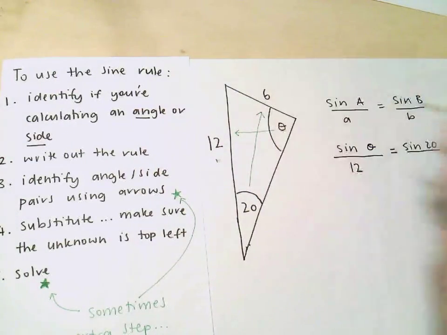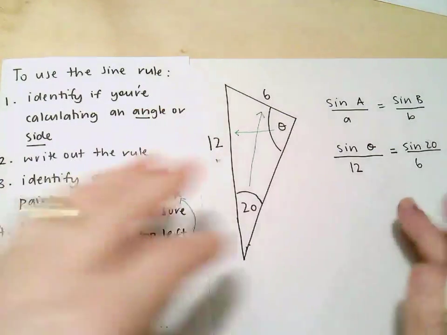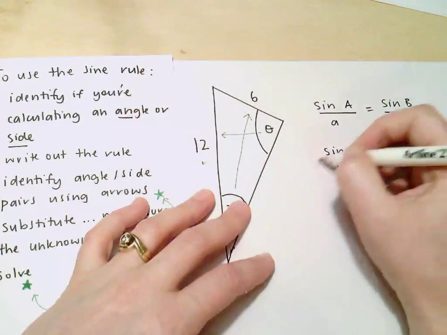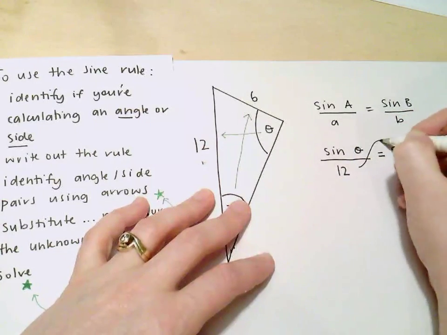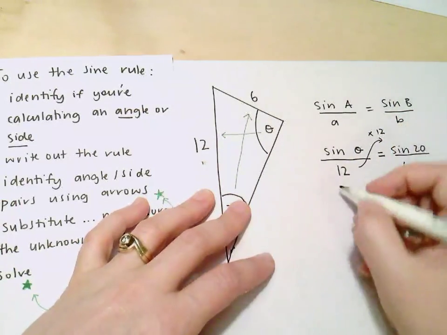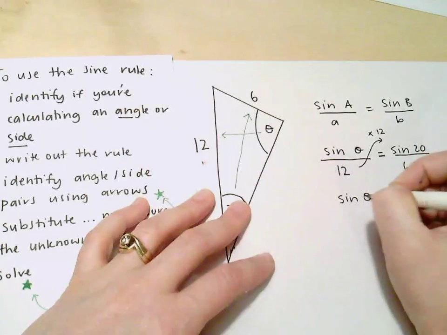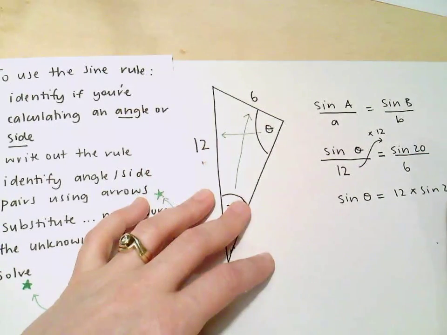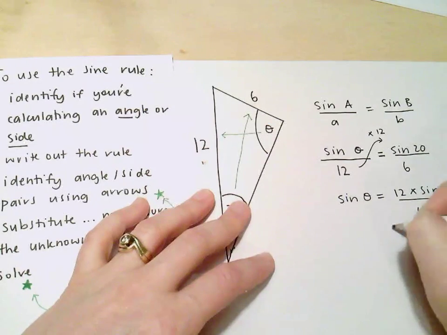And the side that's opposite is 6. So again, I've set this up. Then the last step, of course, says solve, which makes it sound easier than it perhaps is. This here is divide by 12, so I'm going to bring this up and multiply by 12. So I'm going to get sine theta equals 12 times sine 20 divided by 6.